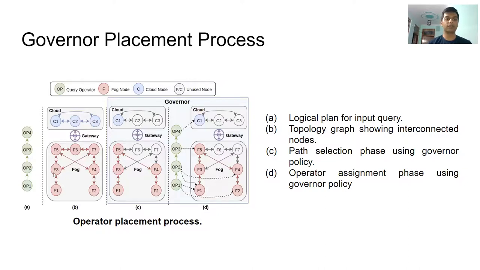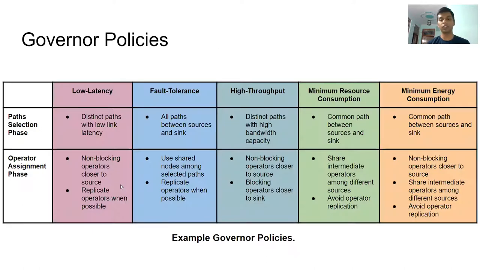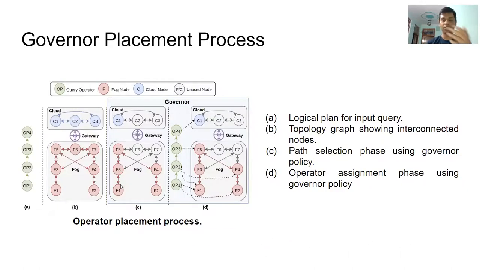Then once we have these two pieces of information, we move to the Governor, which consists of two different phases. So the first phase is selection of path. We select, between a source node and a destination node, how exactly data has to be transmitted. And once that is done, we move to the operator assignment phase, and we assign these operators, which are part of the logical query plan, to the nodes which reside on the path that has been selected in the previous phase.